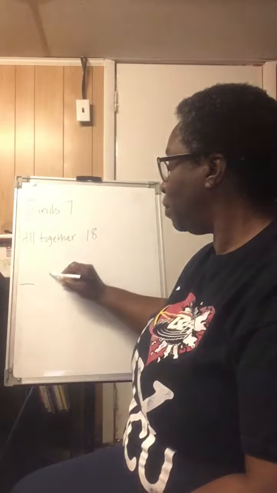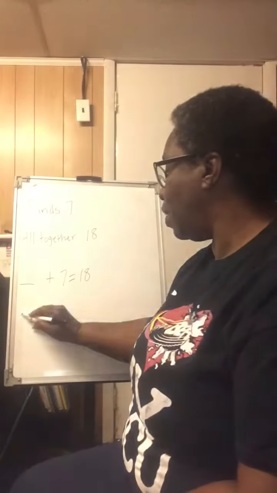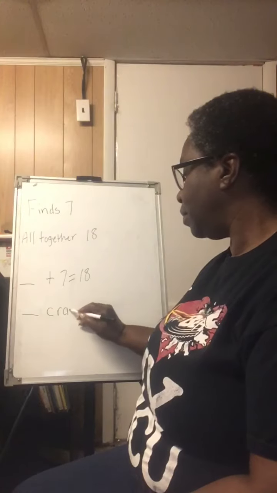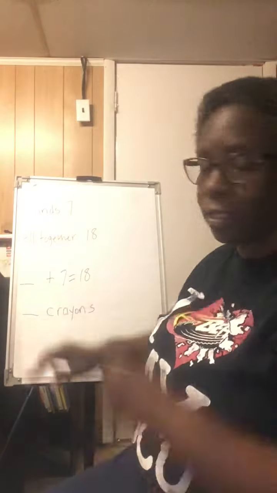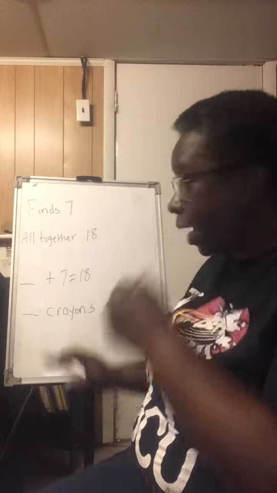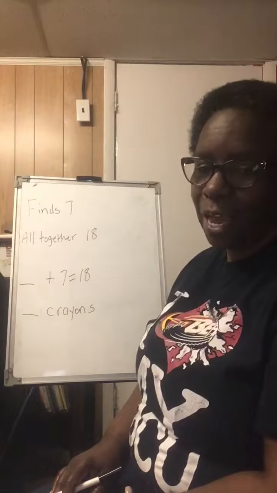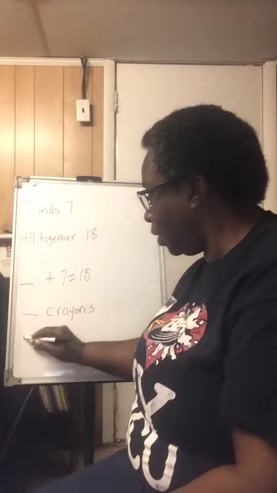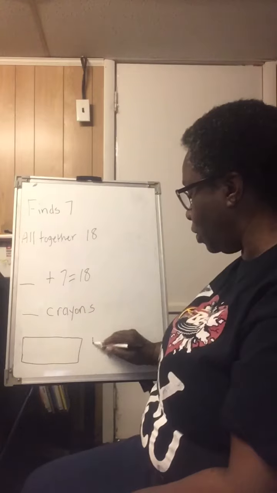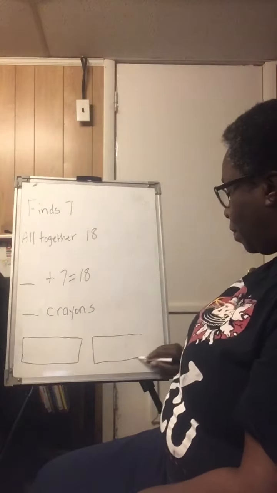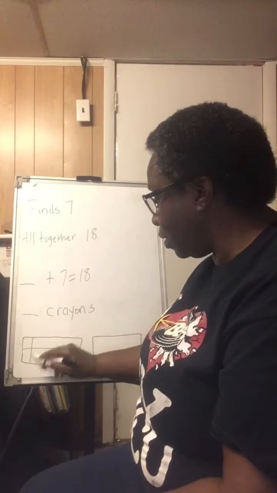So they have blank plus 7 equals 18. Okay, and then we have blank crayons. So we have to find out how many crayons she had before she found the 7. And they use our favorite thing, our 10 frames, okay? So we're going to draw our 10 frames at the bottom. We're going to draw 2 10 frames, okay?